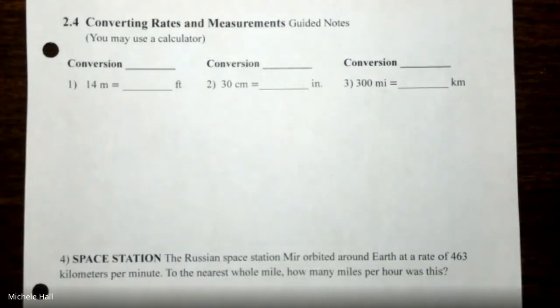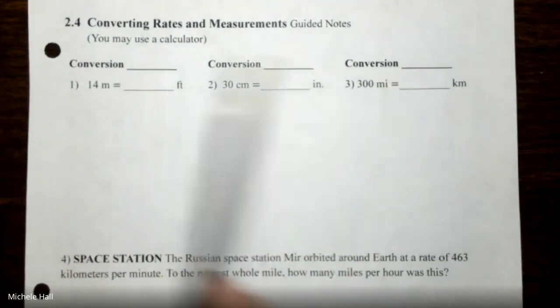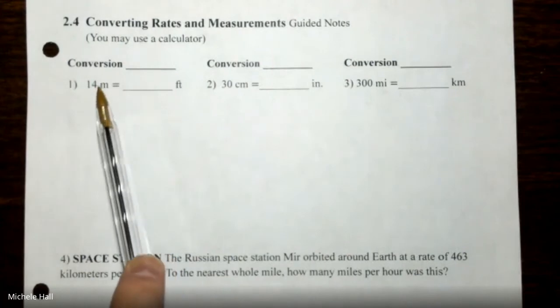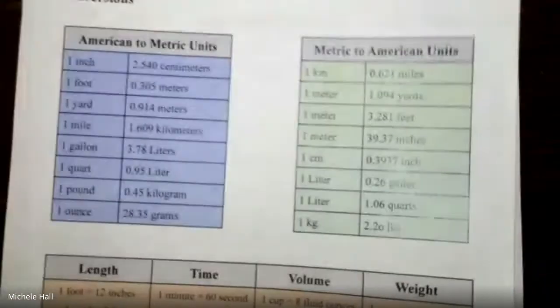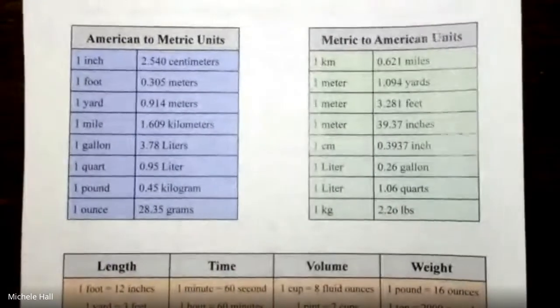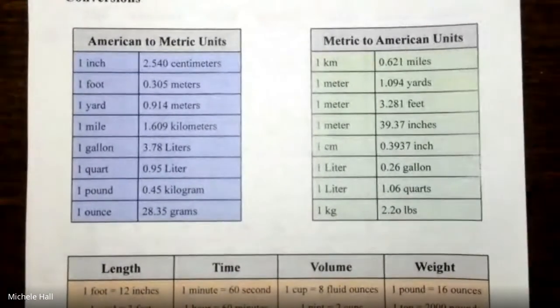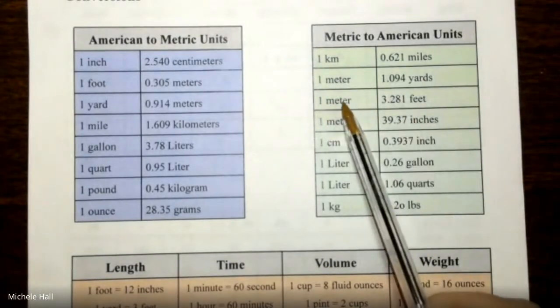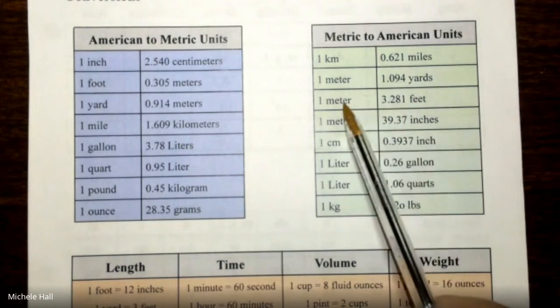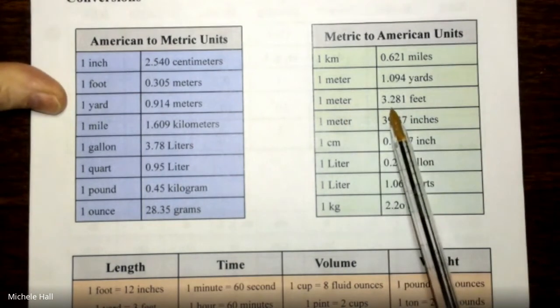2.4, converting rates and measurements. You may use your calculator. We want to convert meters into feet. We're looking at our conversion sheet, and we're looking for meters to feet. We have a conversion right here of going from meters to feet, metric to American units. We're going to use 1 meter equals 3.281 feet.